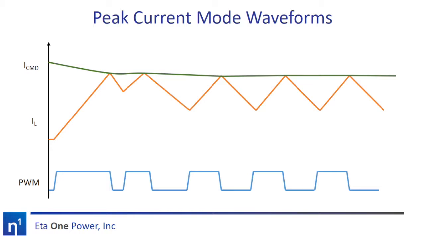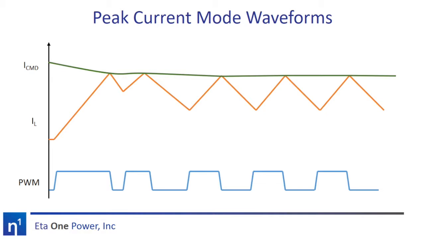The switch is turned on at the beginning of each period and turned off when the inductor current reaches the command current. The command current is the output of the error amplifier and is controlled to achieve the desired output voltage. With a current mode buck converter, a simple compensator, such as a PI controller, can be used. A faster transient response can also be obtained.